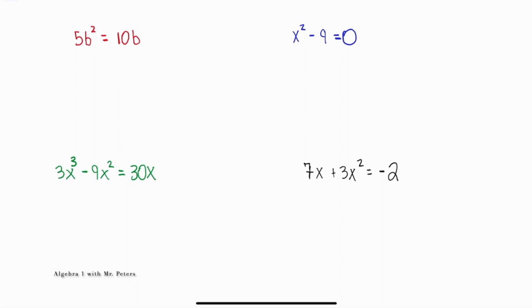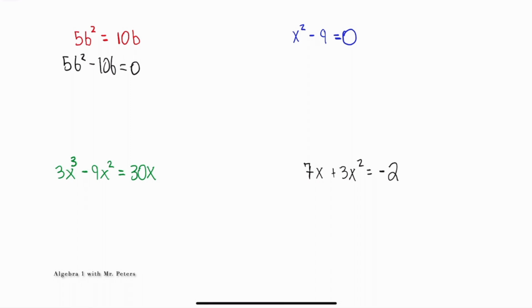In the next set of examples, we're now dealing with polynomial equations that are not set equal to 0. And solving these are going to be a little bit different compared to the first section. So in our first example in red, we're going to have to subtract 10b. So we have 5b squared minus 10b is equal to 0. Now that it's set equal to 0, we could solve.